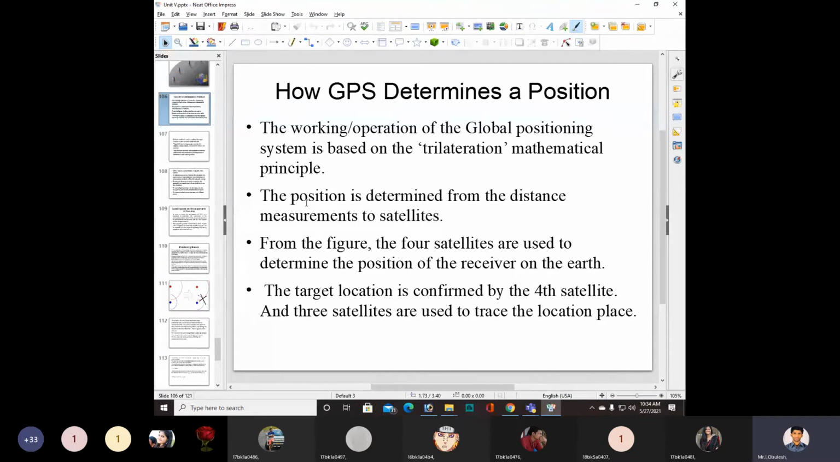The position is determined from the distance measurements to satellites. This means that if you want to determine the position, you need to measure the distance from the GPS receiver to the satellite.